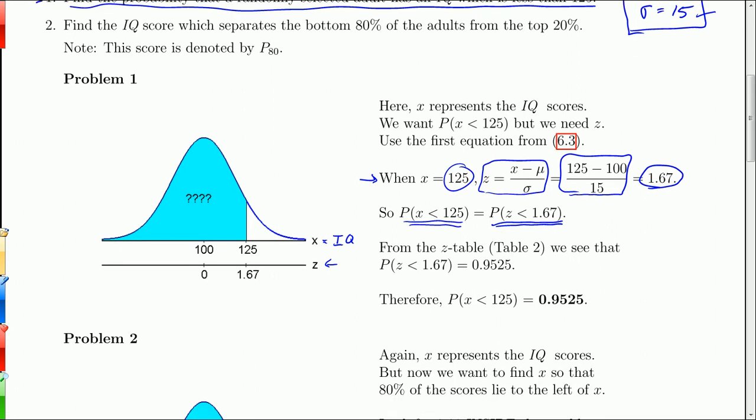0.9525. Right? So that's this area right here, 0.9525. And that's the probability we seek. Basically what that says is that about 95% of us have an IQ below 125. Okay, so that's a problem of given an IQ score, find a probability.